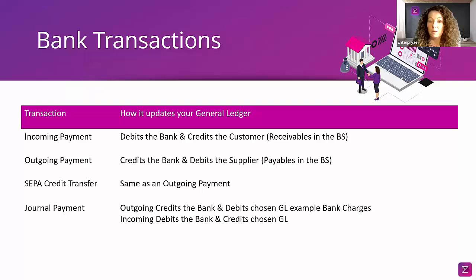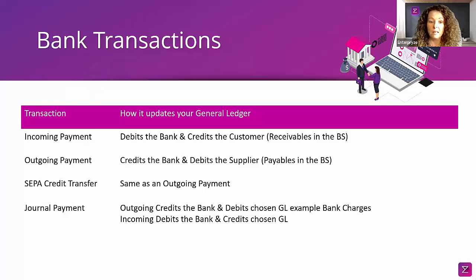And then a journal payment. Well, of course, this could have two sides. And of course, the other side of the incoming and outgoing payment: if I was doing an incoming payment from a supplier, so receiving a refund from my supplier, it's going to credit the supplier and debit the bank. So I've still got money coming in, so it still performs the same function in that regard, except the credit would be on the supplier account.